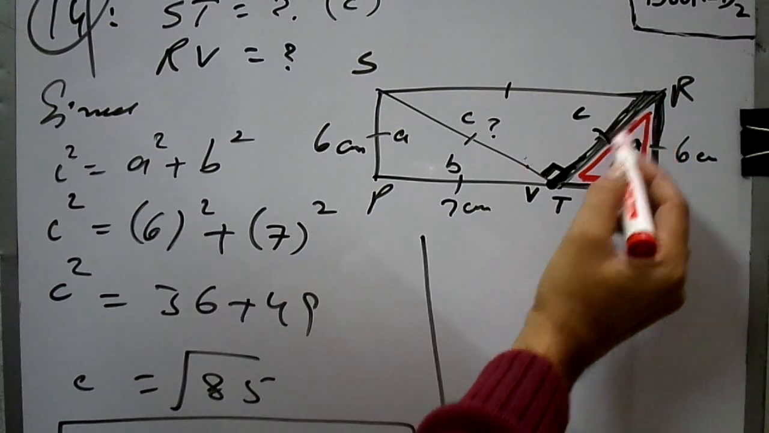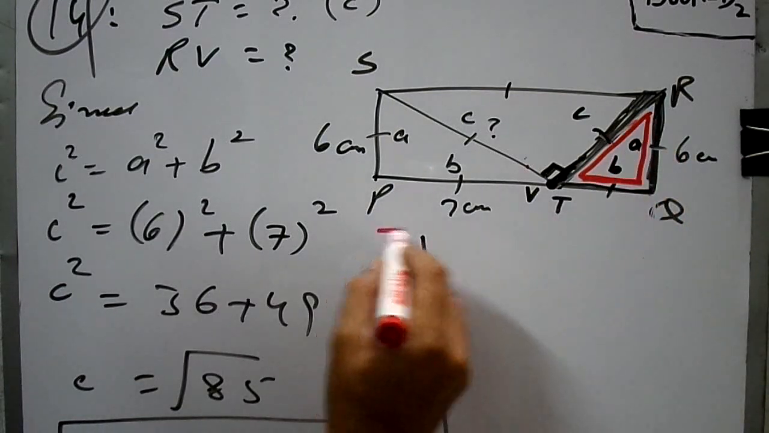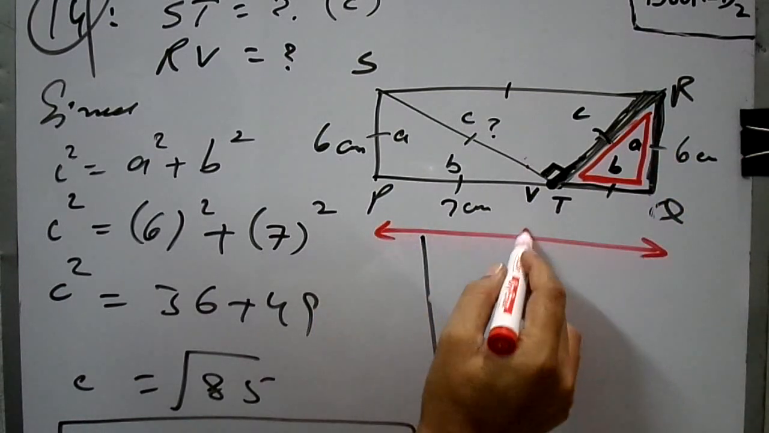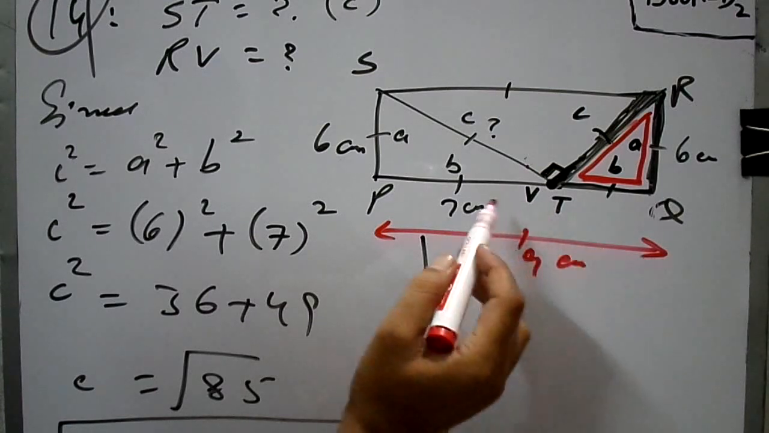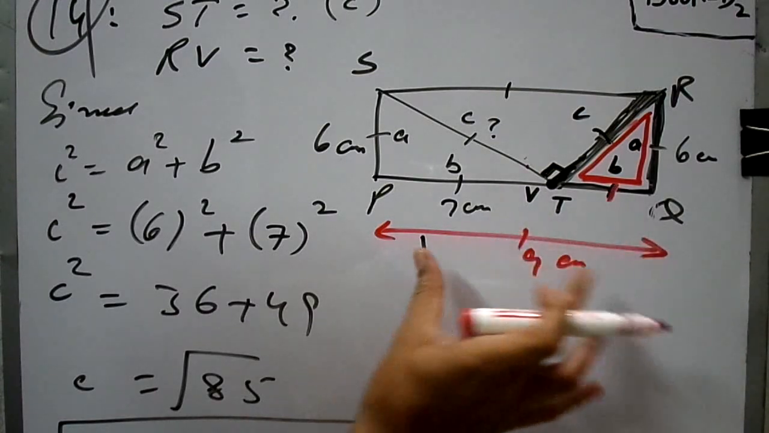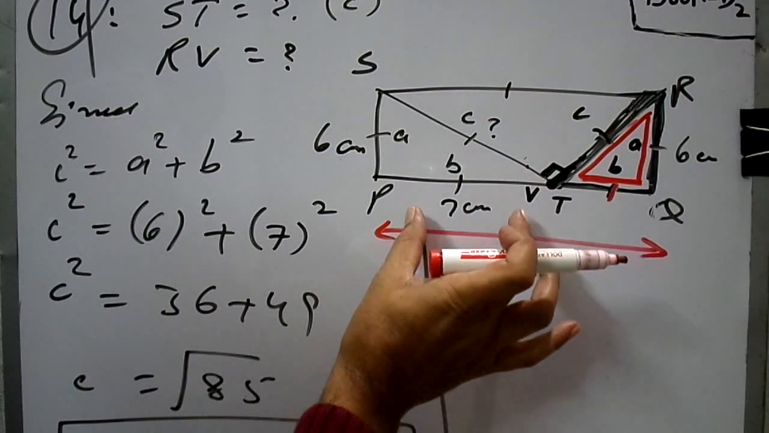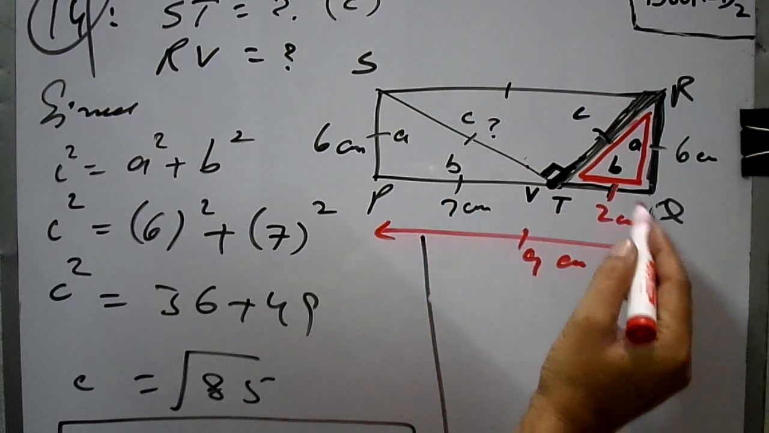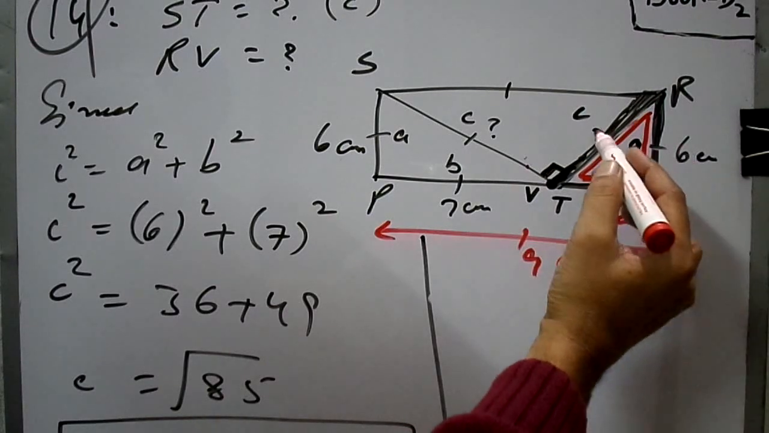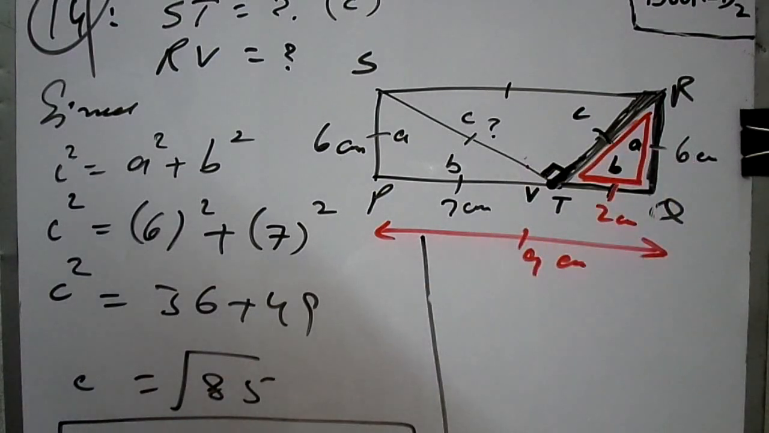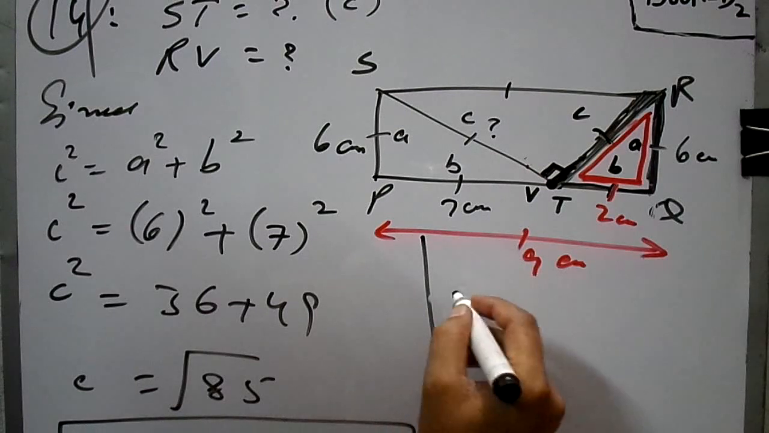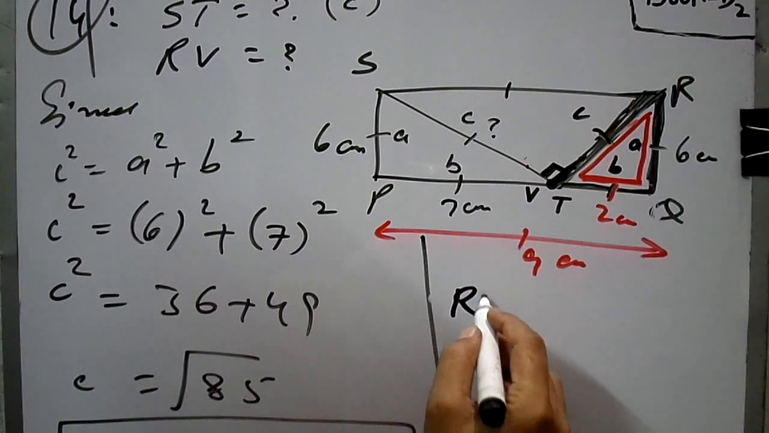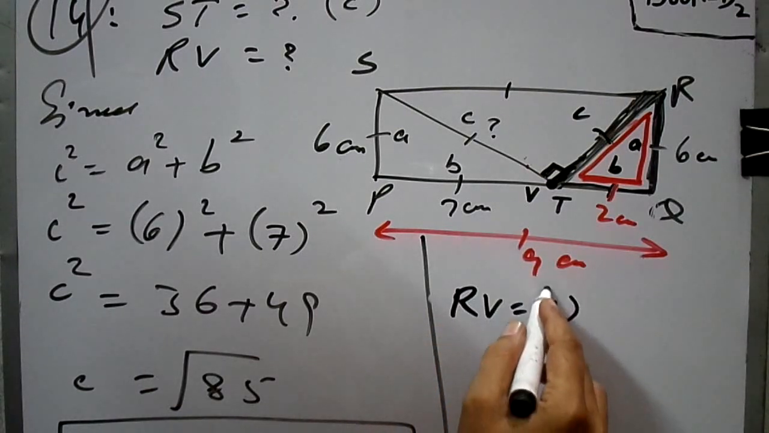By considering this triangle, the total length PQ is 9 centimeter. So what is the value of this? If total is 9, here is 7, so 9 minus 7, you will get 2 centimeters. So this side is 2, this side is 6. You have to find C, that is RV.